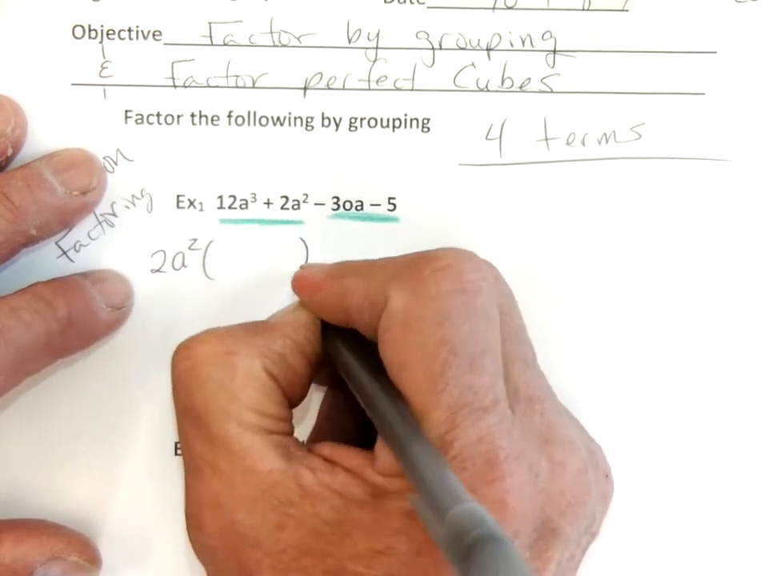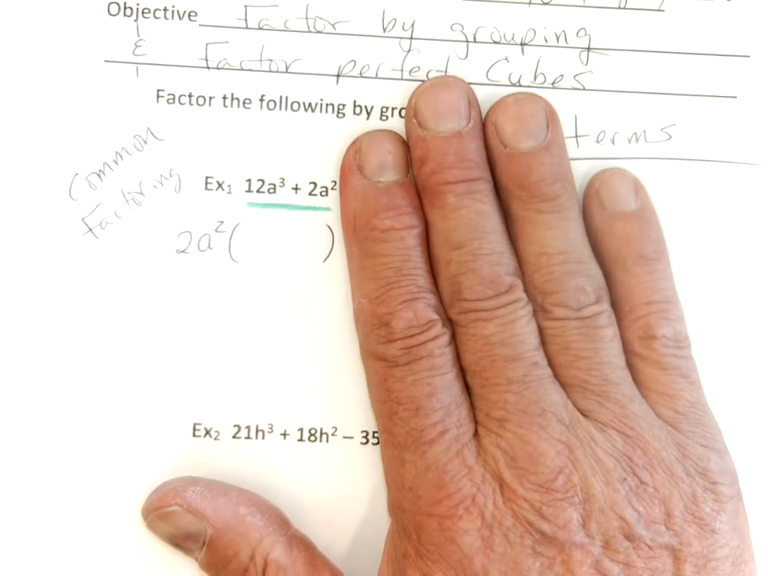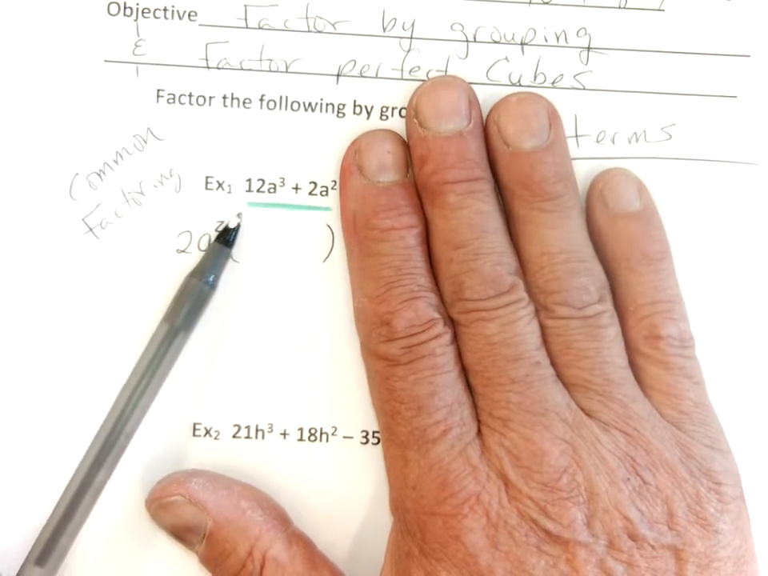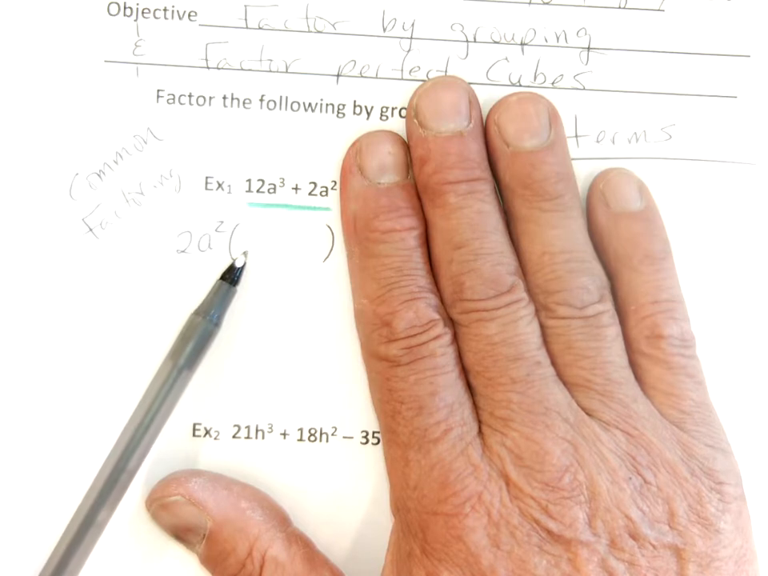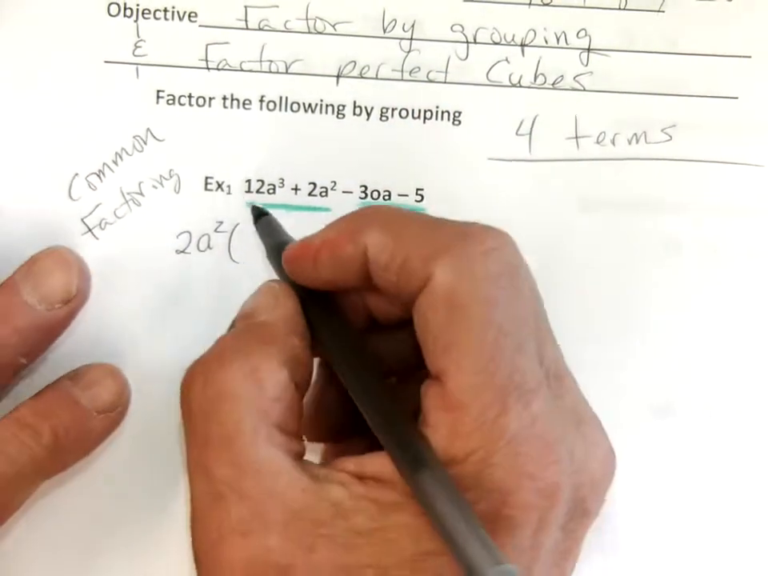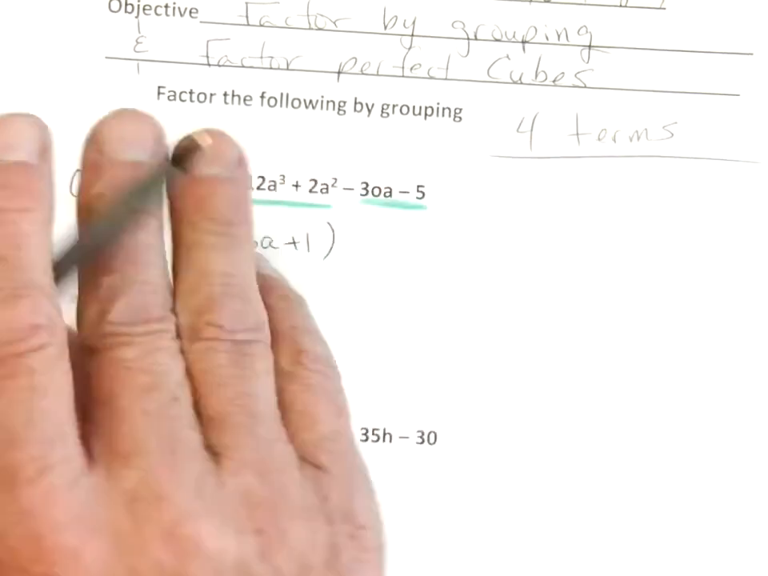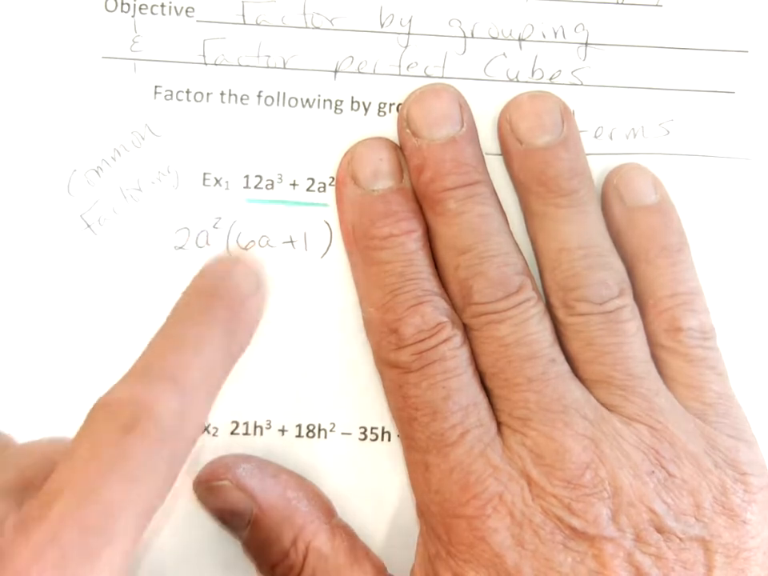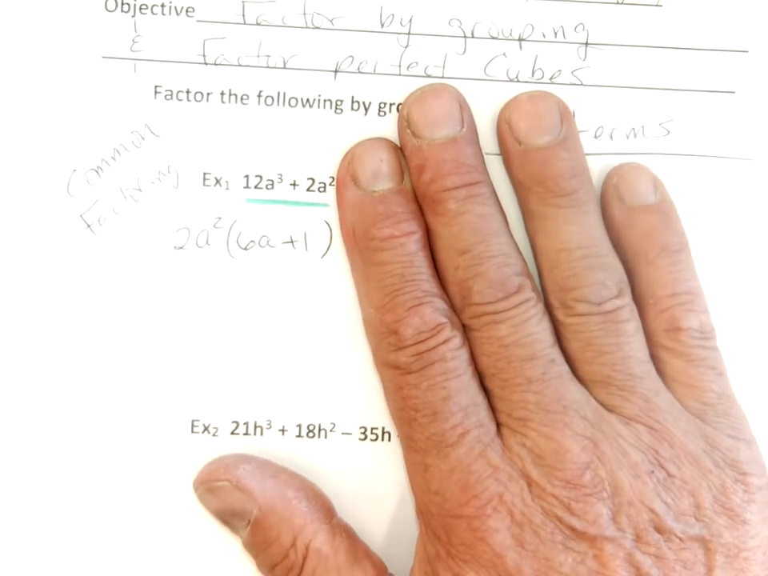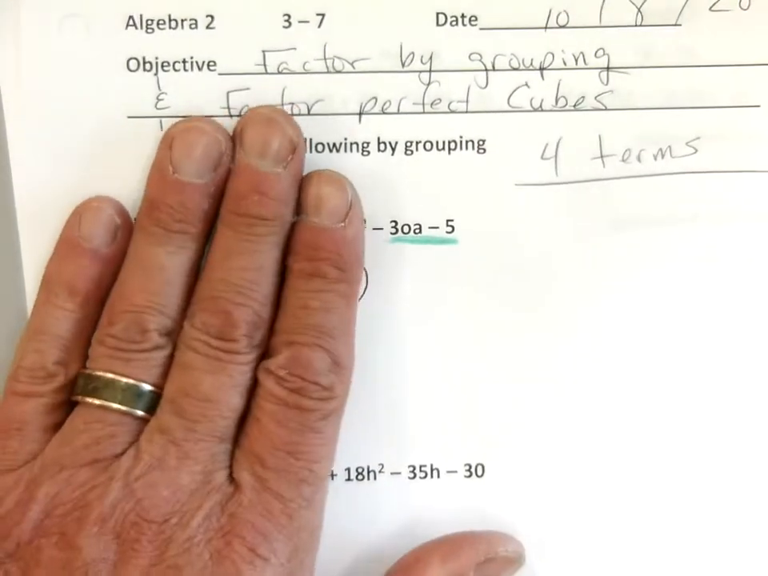Again, I'm ignoring the second part. If I take out a 2a squared, what would be left inside? A 6a plus 1. And we can always check it: 2a times 6a, yeah. 2a times 1, yeah. So it's correct.